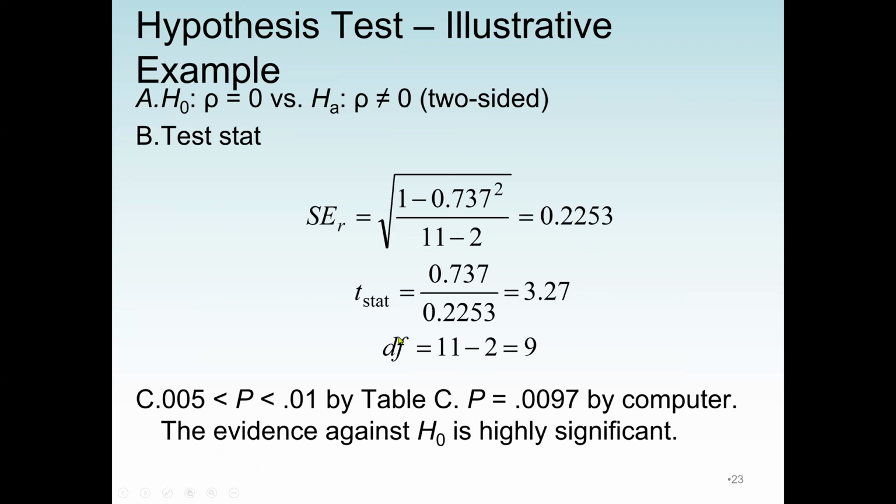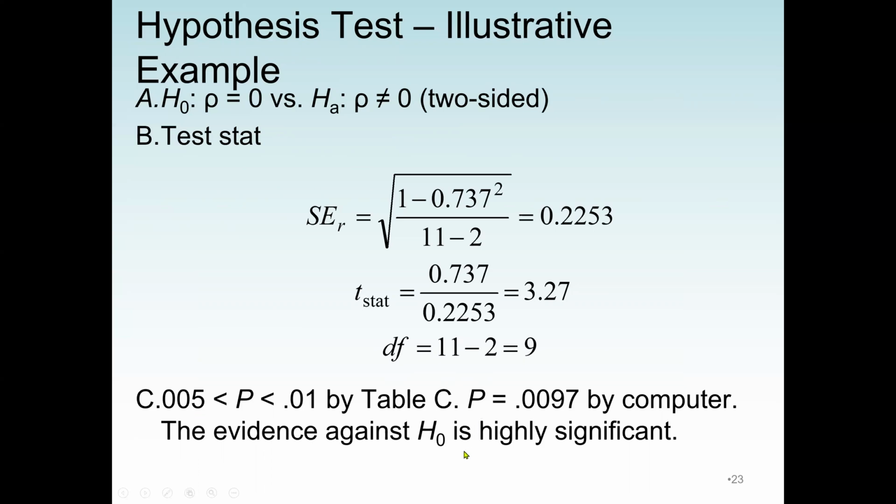Then the t-stat, again, will be what? The R over the standard error. So the R is again 0.737 over the standard error, which is 0.2253. So we get 3.27. Then we go to the table. We need the degrees of freedom, which is 11 minus 2, so that gives us 9. Now P should be less than or equal to 0.01 and greater than 0.005 by table C.